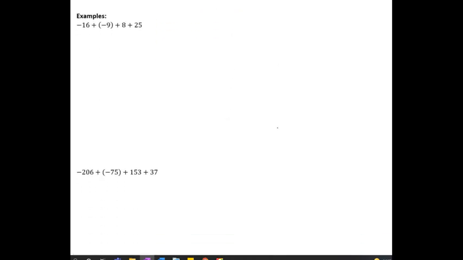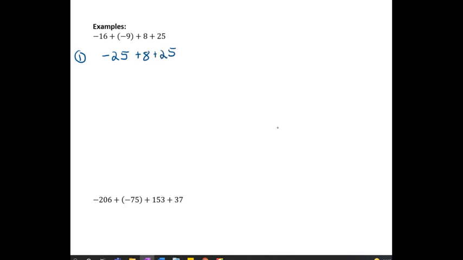So, two different ways to approach an example like this. We can add and subtract from left to right using our sign rules, which is the first way that I'm going to do it. So negative 16 plus a negative 9, I add and keep the sign the same to get negative 25.